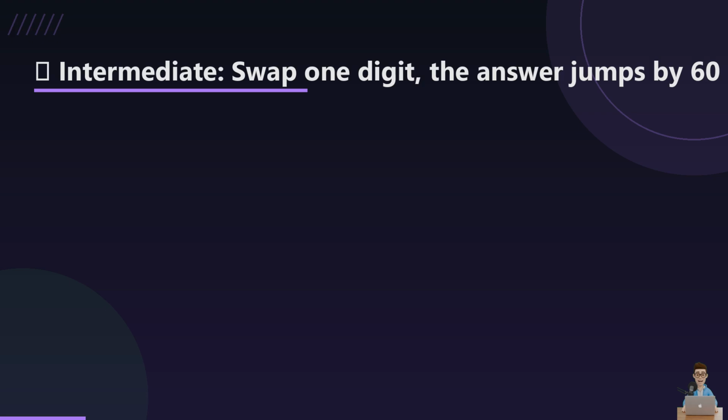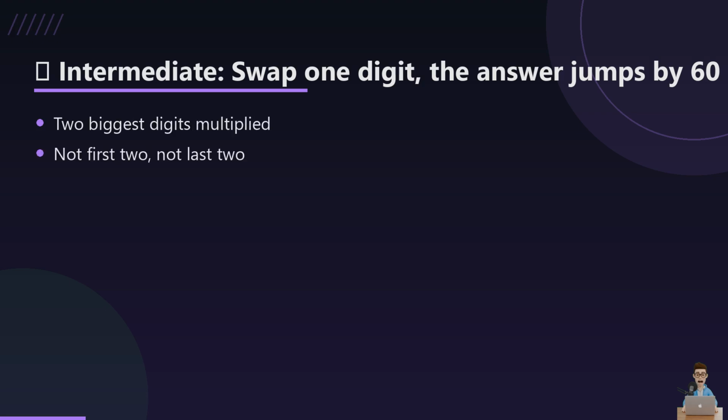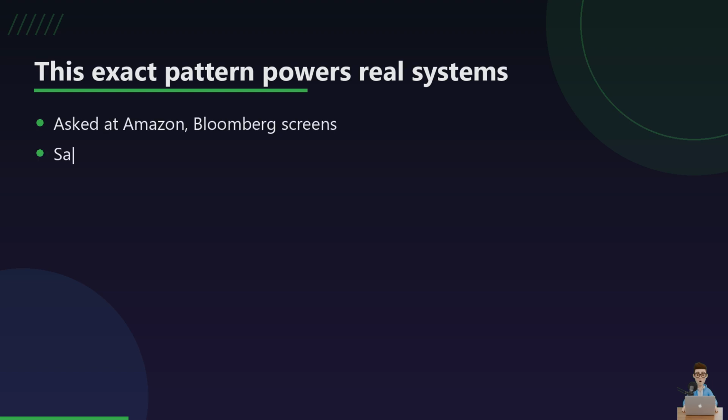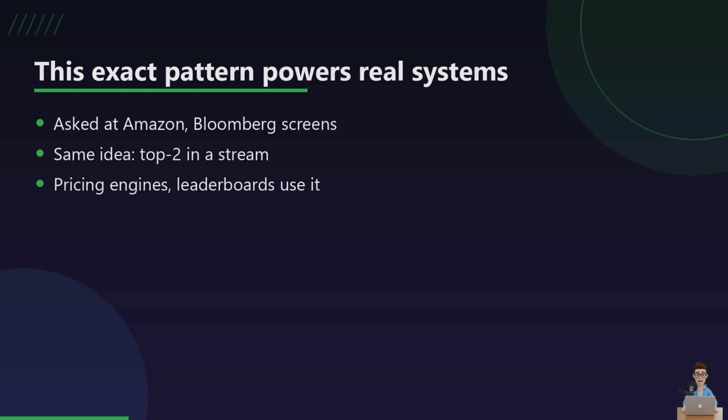Intermediate level. Change one digit in this number and the correct answer swings by 60. Most people multiply the wrong two digits and never notice. By the end, you'll spot the two biggest values trick instantly. This top two values trick shows up in leaderboard systems, bid engines, anywhere you need the best two numbers without sorting everything. It's a tiny problem, but the underlying skill is one you reuse constantly.